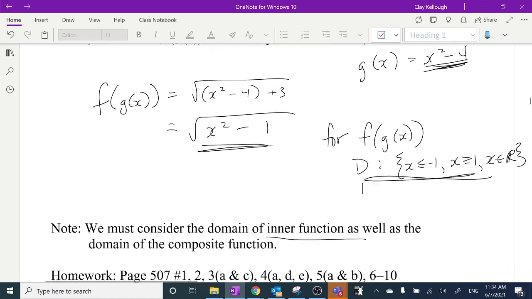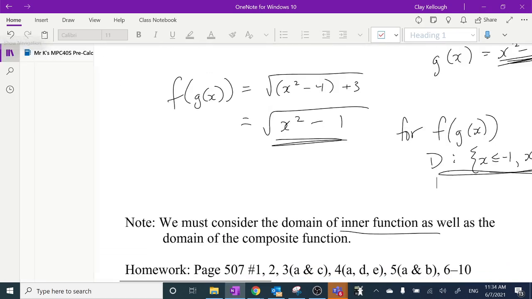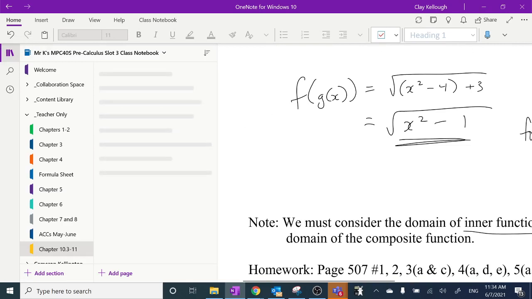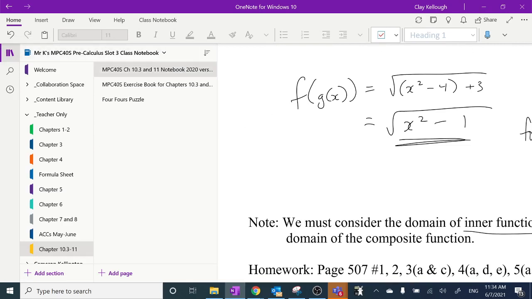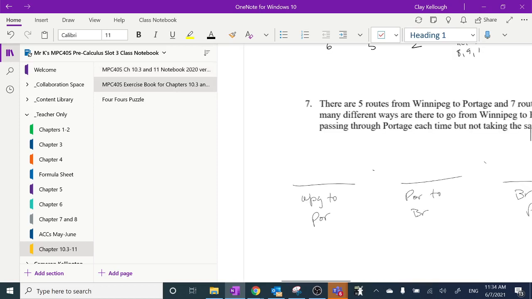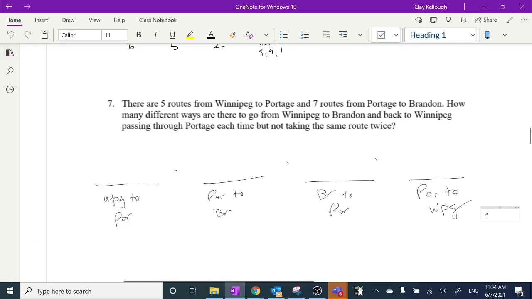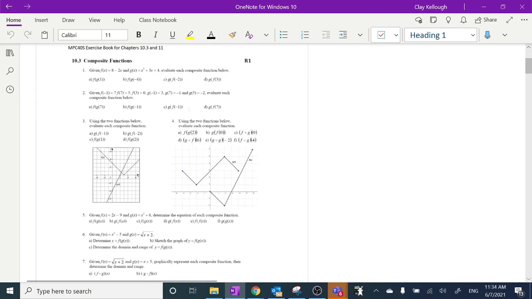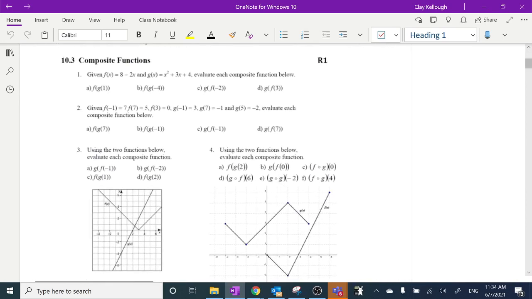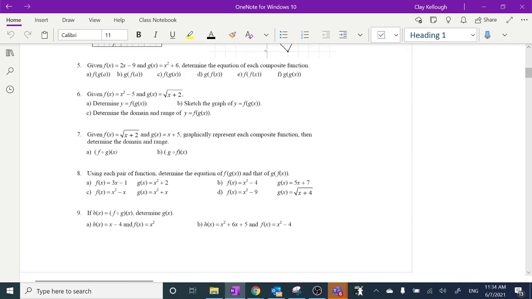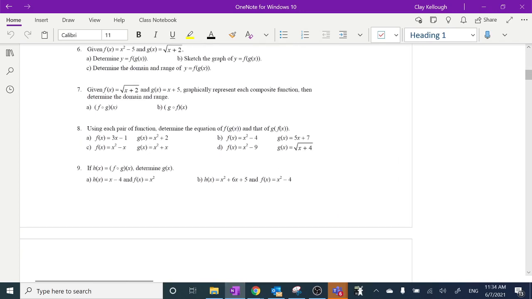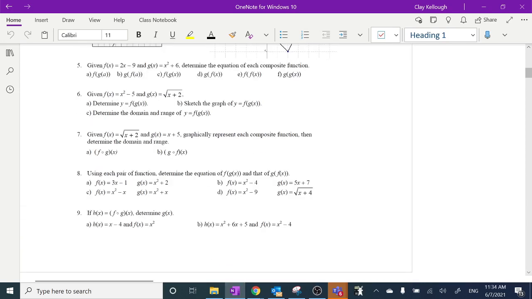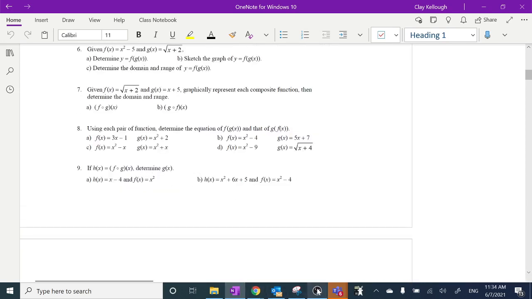That's composite functions. So in the worksheets that you've been working on for chapter 10.3, in your exercise book, we skipped the 10.3 section at the beginning. So now you can go back and try the 10.3 problems right here. You'll notice that number 1 and 2 are just like the first couple of examples. Then we've got a couple of graph ones, and then we've got some algebraic ones. So you can have the rest of this class to work on that. I'll stop the lesson now.